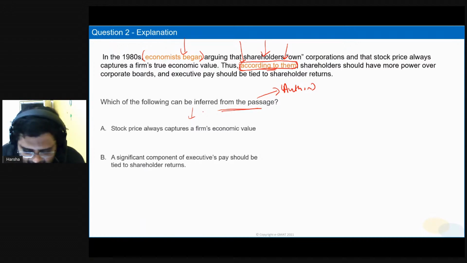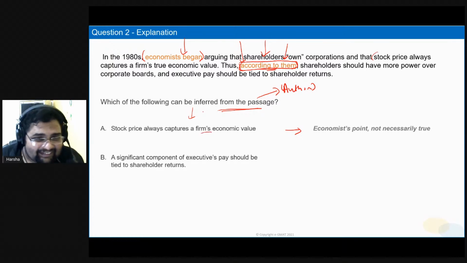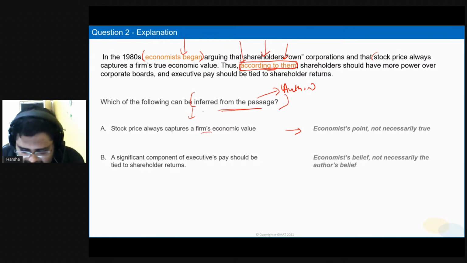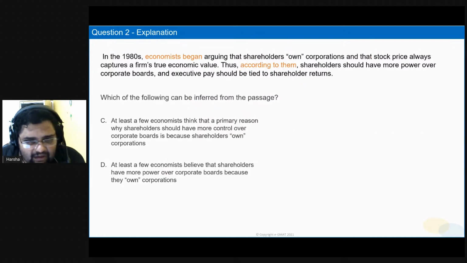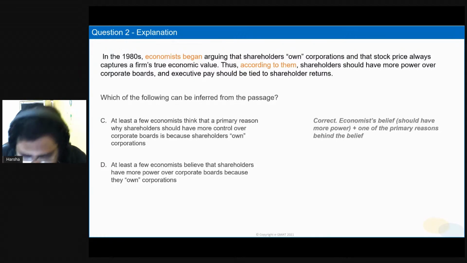So option A, why is option A not the correct answer? Because it's the economists' point, right? The economists say that stock price captures a firm's true economic value, not necessarily the author, and therefore not necessarily what you can infer from the passage. Likewise, option B, significant component of executive pay should be tied to shareholder returns. Same logic. Option C is the correct answer. A lot of you got this, which I'm very happy to see. So there are at least a few economists.